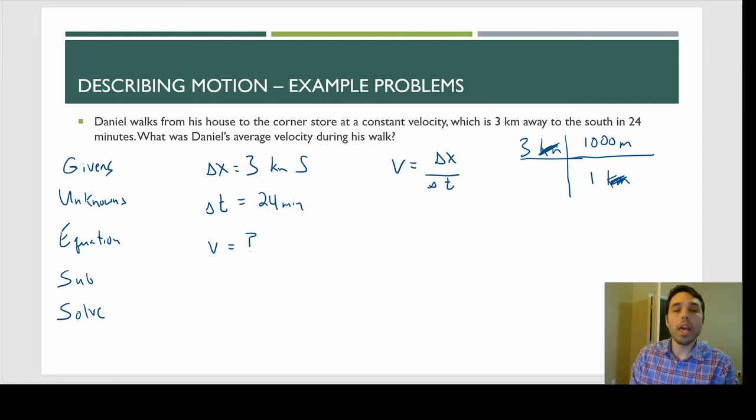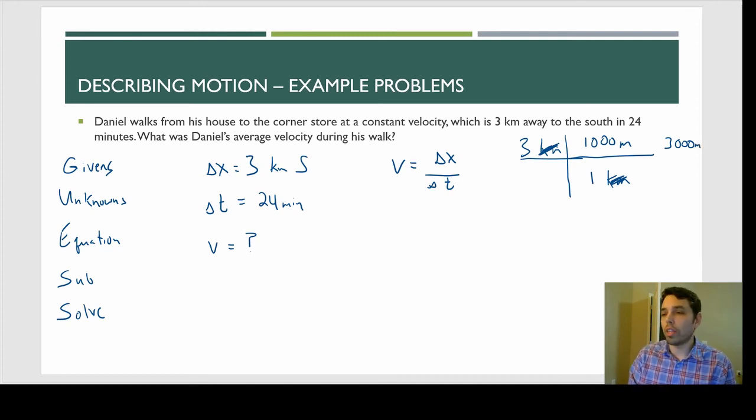Now look, I'm in meters. Yay, meters. Okay, so 3 times 1,000. Everything on the top of the little bar, you multiply across the top. And any number on the bottom, you divide by it. So 3 times 1,000 is 3,000. And then divide by the numbers on the bottom. So divide by 1, which is just the same thing. So it's just 3,000 meters.